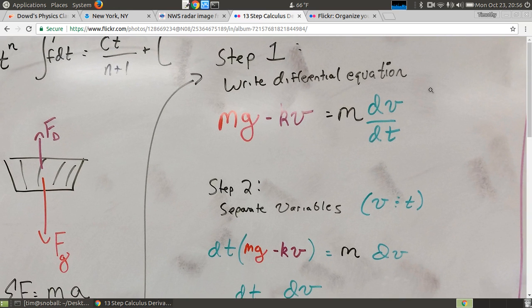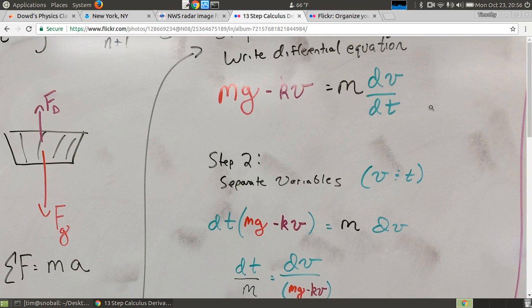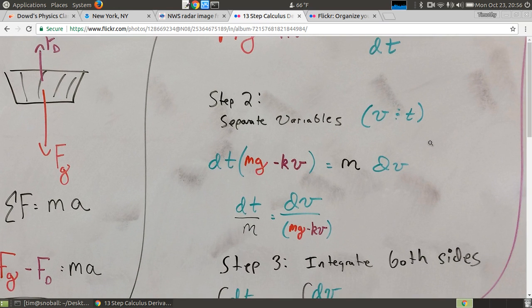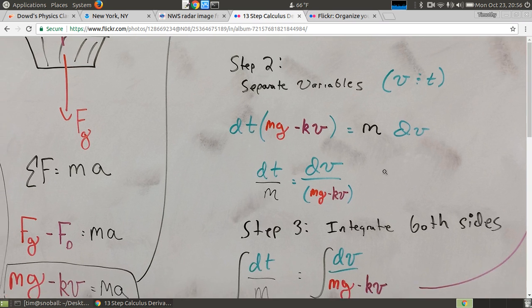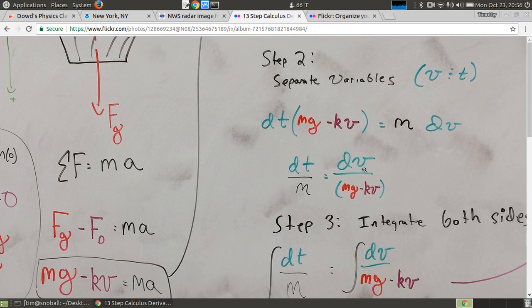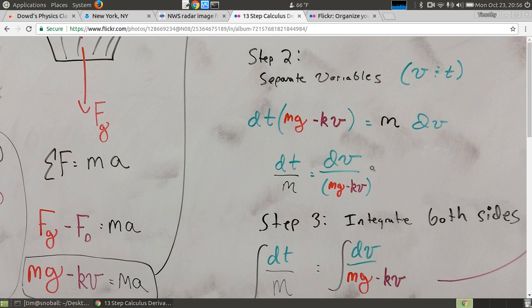So step 1, replace a with dv dt, just like we did before. And then we're going to separate variables. And the best I can do is multiply both sides by dt. So I have dt times that parentheses equals m dv. And that parentheses has a v in it, so I'm going to divide both sides by it so I get it over on the side that has the v. So I got all my terms with t on it over here, all my terms with v on it over here. So that's what we did before, it just ended up being a little bit more complicated.